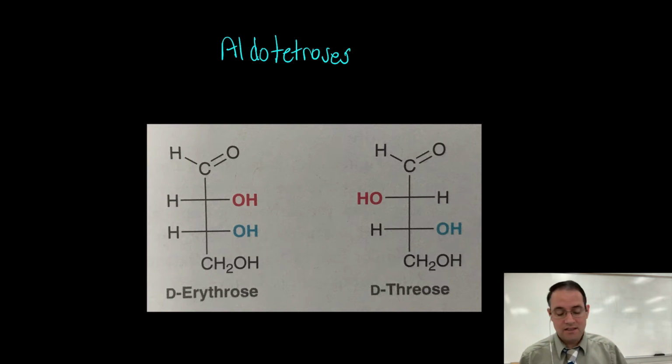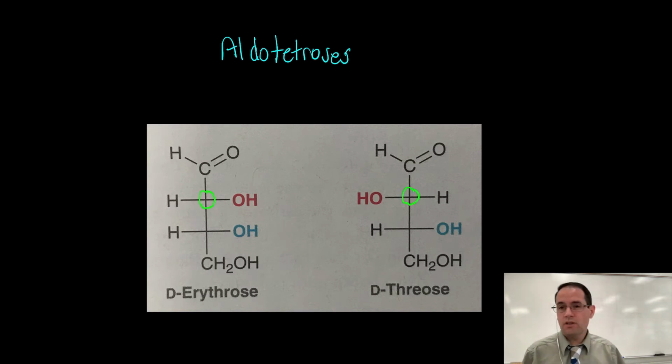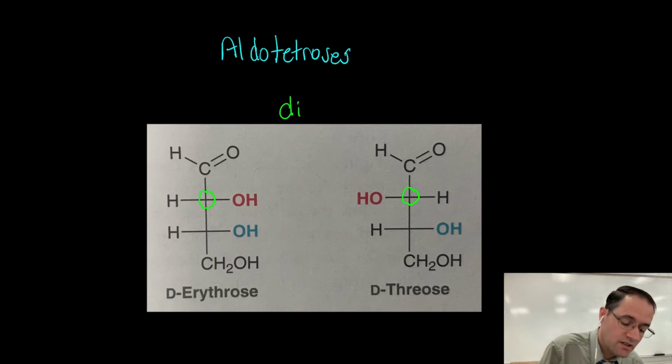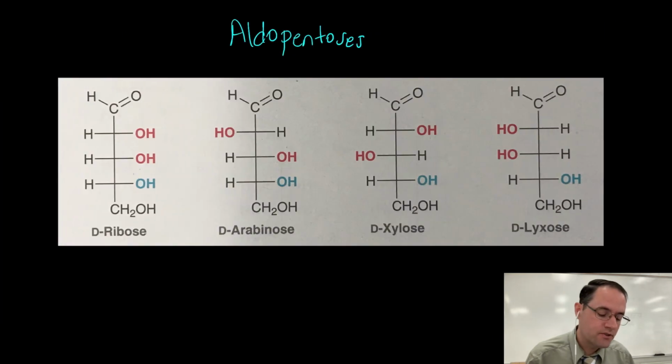Why is it D and D in both? Because the blue hydroxyl group is pointing to the right, okay? And those are diastereomers. They're not mirror images, they're diastereomers because only one stereogenic center is flipped with respect to the two. The lower stereogenic center is the same for both of them, okay? So these two are diastereomers.